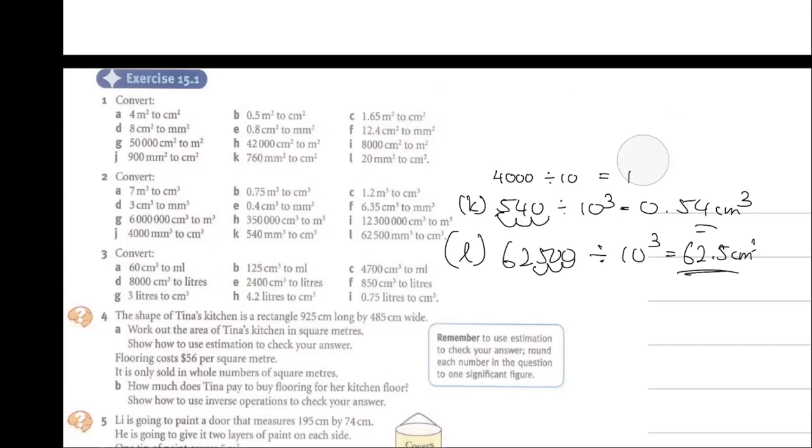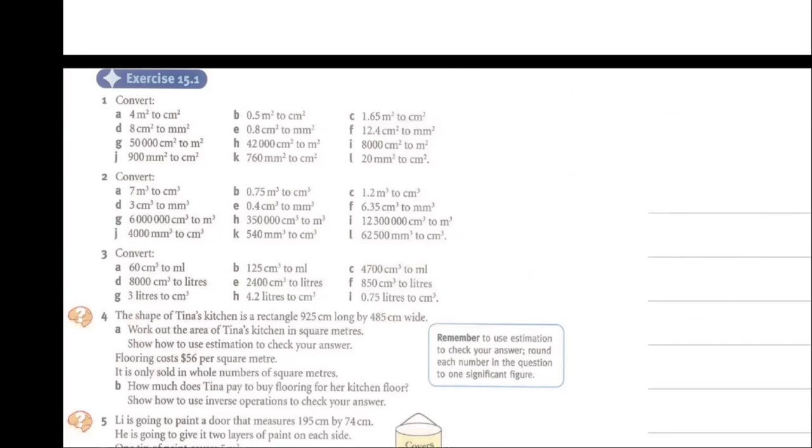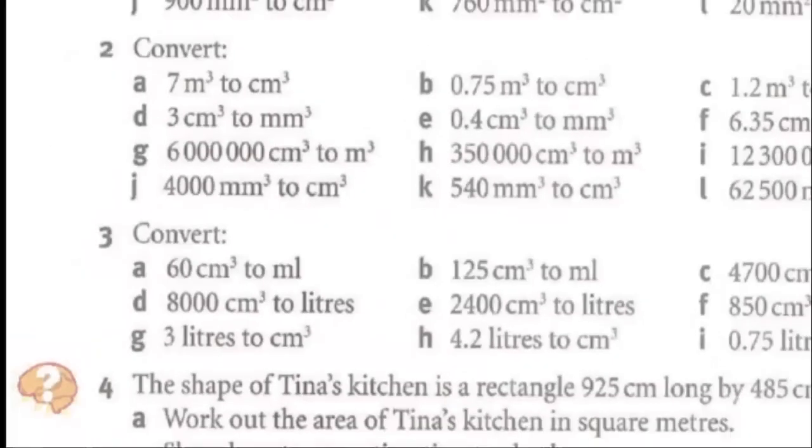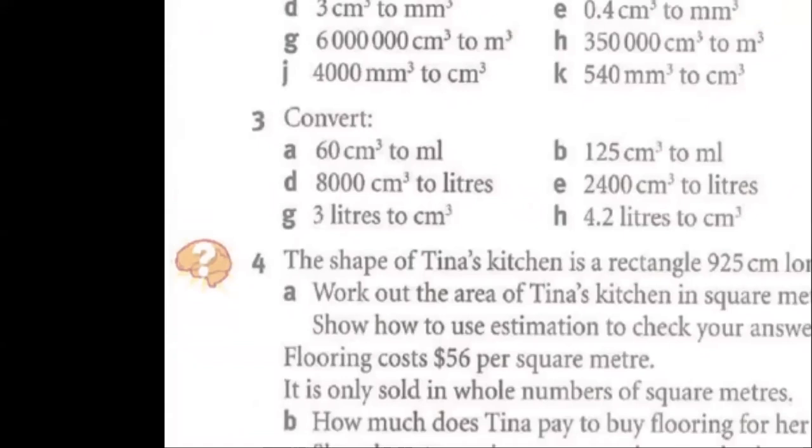Now, we need to convert for question number 3 to something related to volume. Like I mentioned to you earlier, 1 cubic centimeter is equal to 1 milliliter. That's it. There's no conversion here. So the answer is 60 milliliters. So here you can see 8,000. This would just be milliliters.